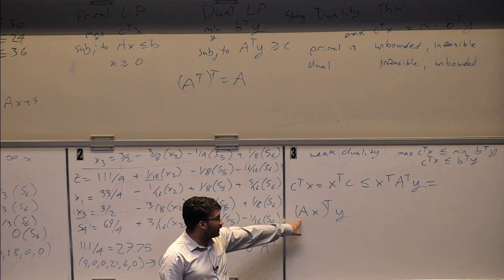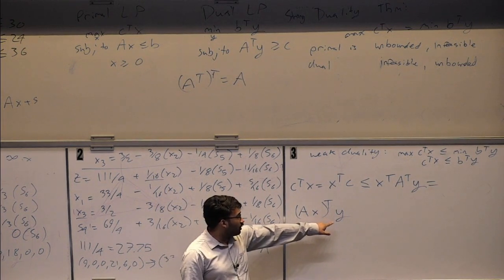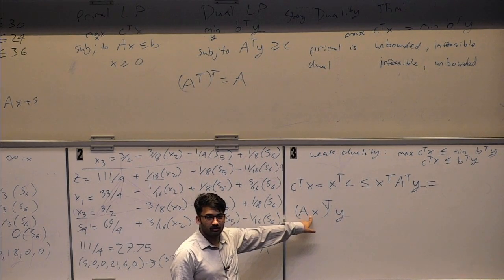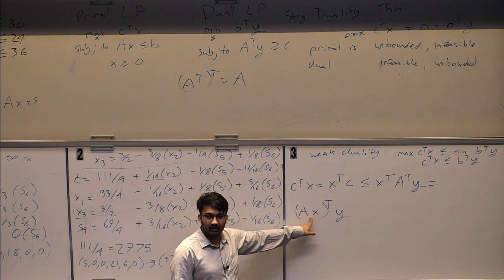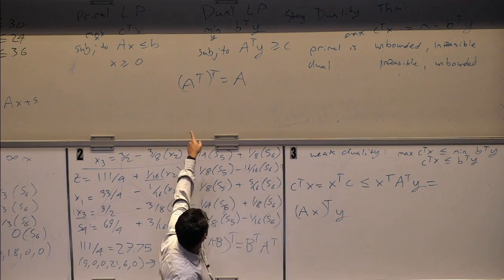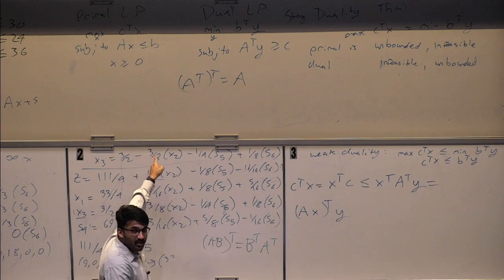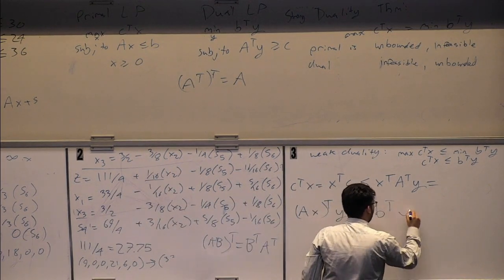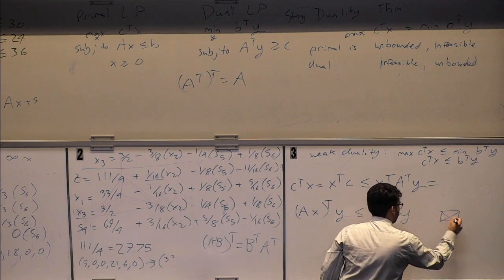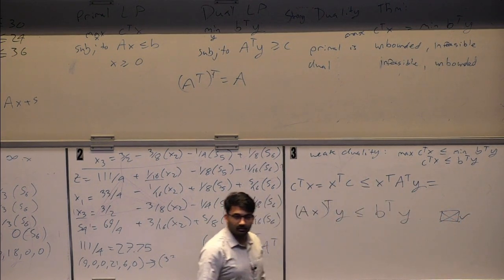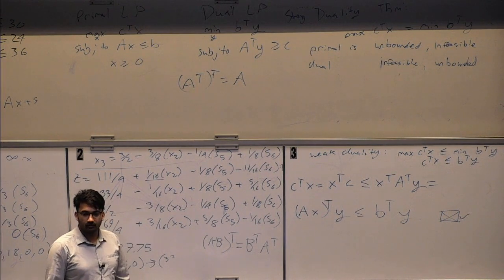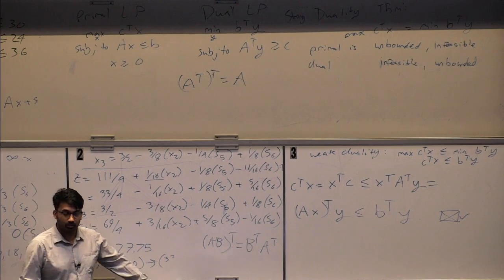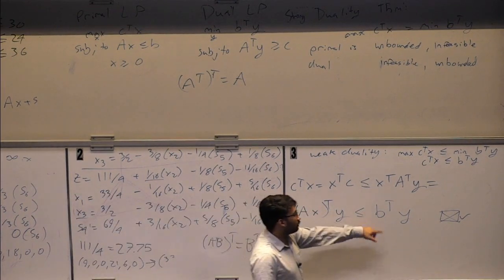A^T x, A^T y. What do we know about Ax, though? Ax is less than or equal to b. If x is an optimal solution according to its constraints, then Ax is less than or equal to b. QED. Okay, so done. You guys believe me that we proved the weak duality theorem? Are you convinced that we proved c^T x is less than or equal to b^T y?